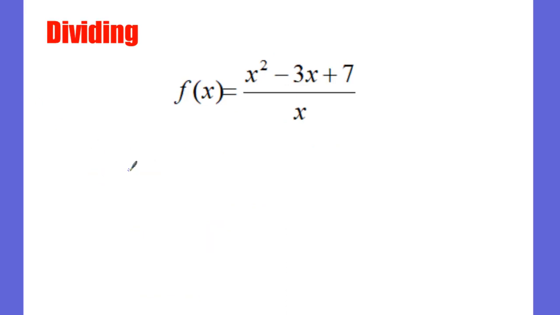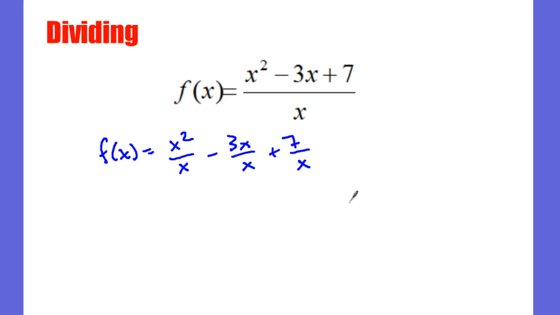We could also divide. You can see here we have x squared minus 3x plus 7 divided by x. So x is going to be a denominator for each term. We have x squared over x, 3x over x, plus 7 over x. So x squared over x is just x, minus 3, because the x's cancel out, plus 7x to the negative 1 power.